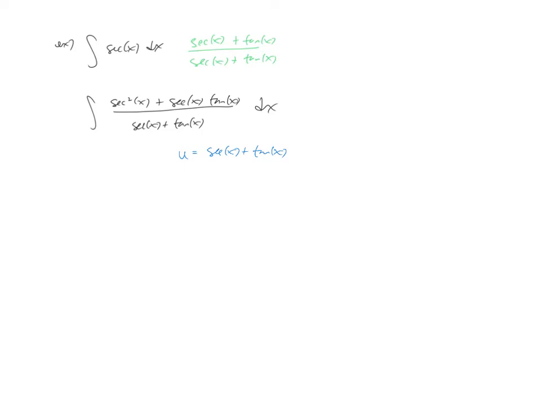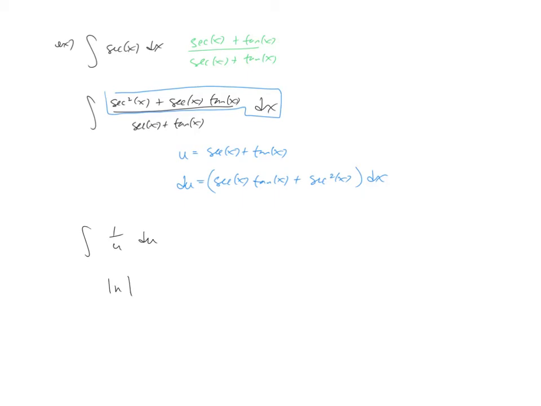And when we do this now, the du for secant would be secant x tangent x. And then the derivative of tangent would be that secant squared of x. We don't want to forget our dx again. So it's a perfect match for what we have up here in our numerator. So when all said and done, we have nothing more than 1 over u du, which turns into the natural log of the absolute value of u, which is secant x plus tangent x plus c.